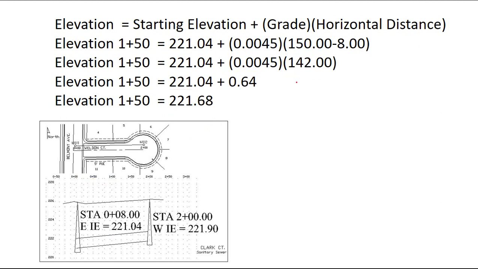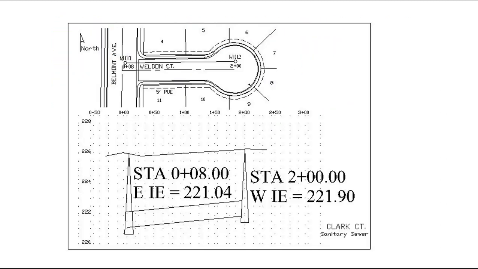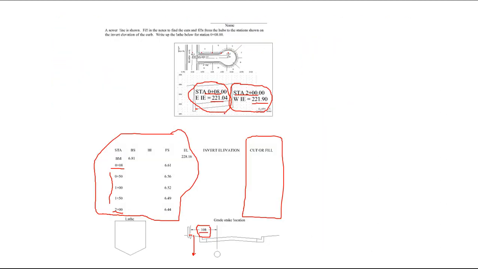We can do the same thing for 1 plus 50. We just take 150 minus 8 and get 142 feet. Multiply that by the grade, the 0.0045 there, and we get 0.64. Add that to the original elevation of 221.04, we get 221.68. So what we now have are the elevations of all of the points where the hubs were set. So 0 plus 08, 0 plus 50, 1 plus 00, 1 plus 50, and 2 plus 00.